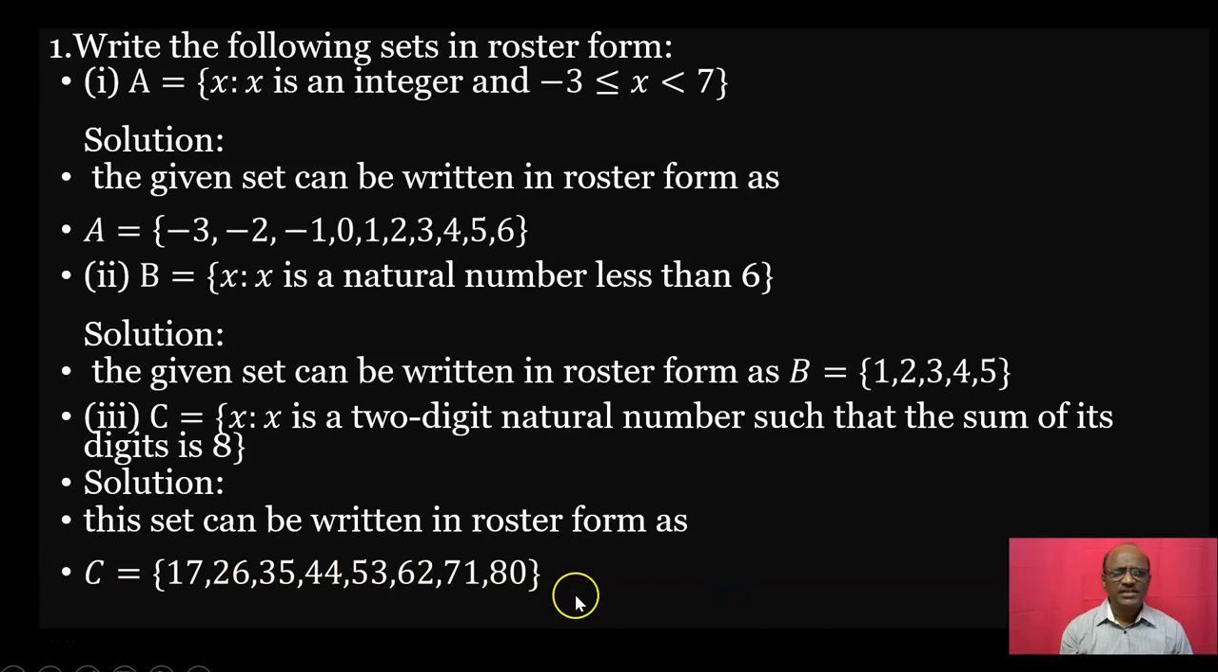And in this way we get the numbers 17, 26, 35, 44, and then 53, 62. Now see this here: 26 and 62, 17, 71, and again here 80.